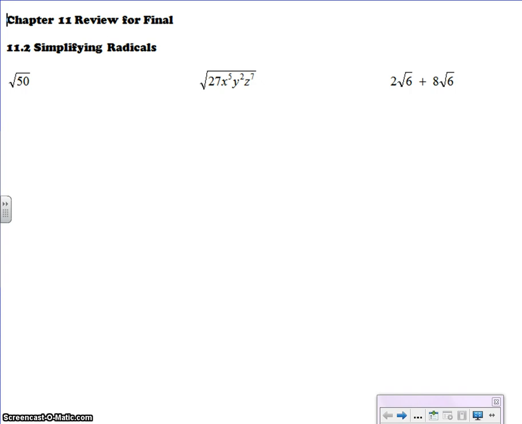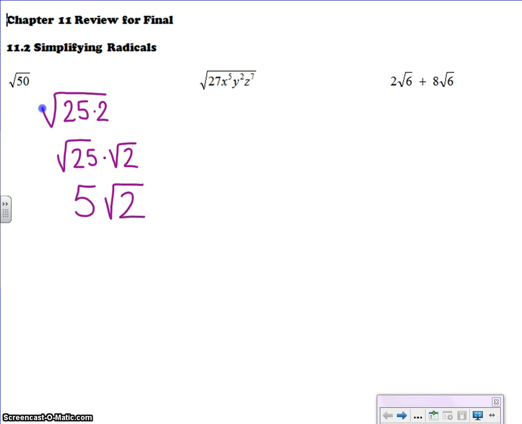Remember, when we have the square root of 50, we're asking ourselves what perfect square goes into 50. Hopefully we're remembering easily that that's 25, so we break that number down to the square root of 25 times 2. From there, we can break it down even further: the square root of 25 times the square root of 2. And from here, this is where we then actually take the square root of 25. The square root of 25 is 5. The square root of 2 is not a perfect square, so we leave it as 5 root 2. And that's going to be our answer. So that's our most basic example.